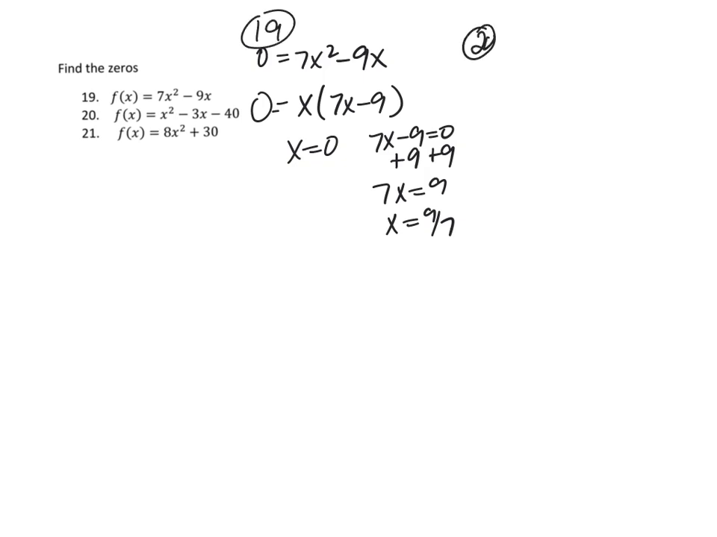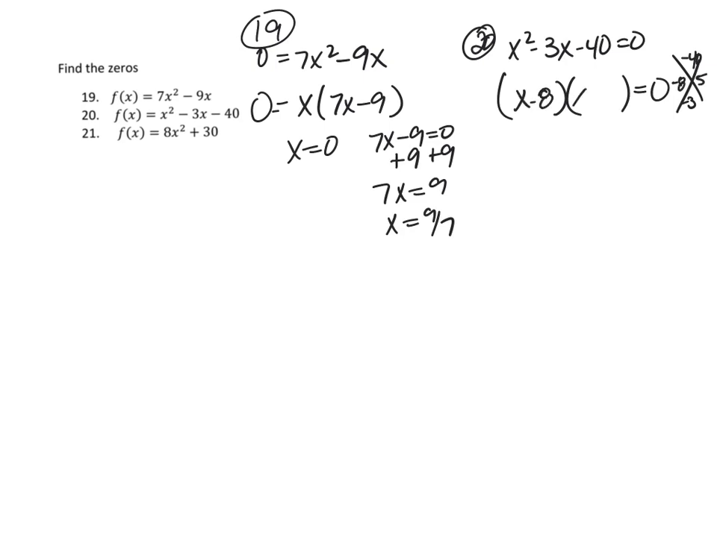Number 20 is x squared minus 3x minus 40 equals 0. It doesn't matter what side I put the equal 0 on, but finding the 0 means find when it equals 0. And I want two numbers that multiply to negative 40 and add to negative 3, and that's negative 8 and positive 5. So x minus 8, x plus 5. So x is 8 and negative 5.